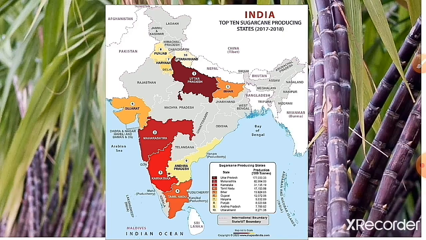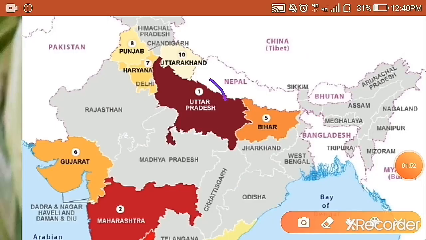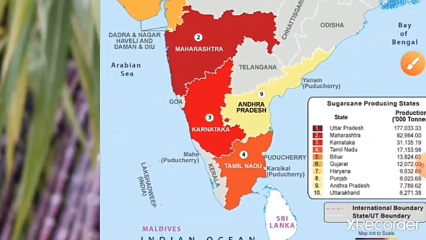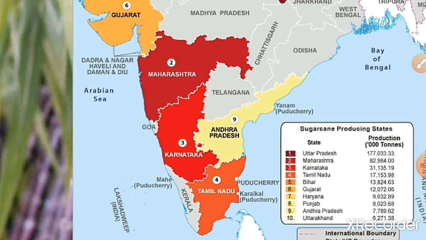At the state level, Uttar Pradesh is the leading producer of sugarcane, followed by Maharashtra, Karnataka, Tamil Nadu, and Gujarat.